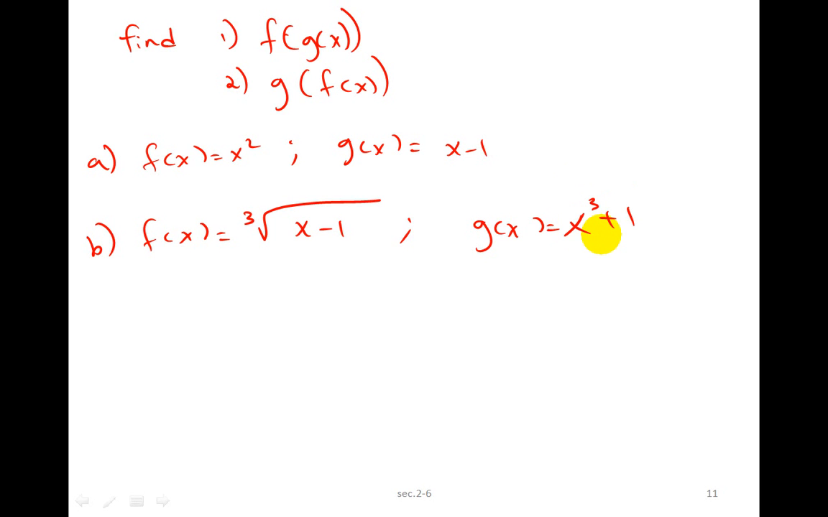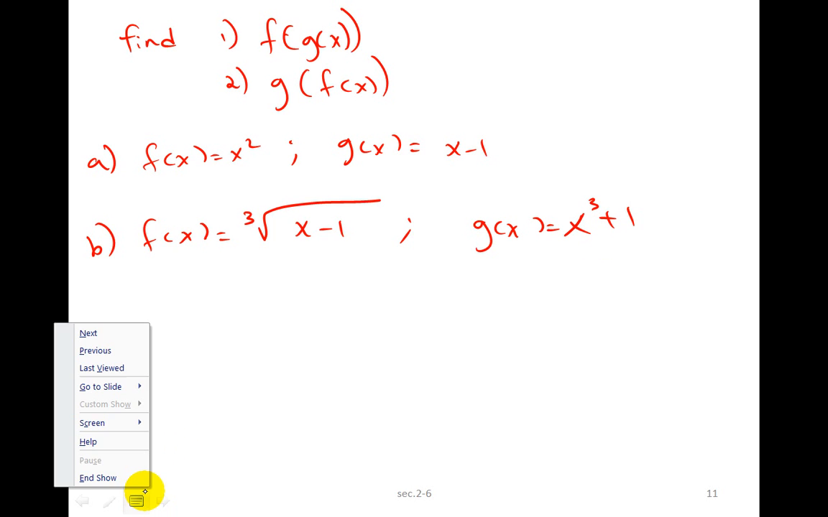Okay, here you're asked to find f of g of x, and in the second one you're asked to find g of f of x. So question A is f of x equals x squared and g of x equals x minus 1. B, f of x equals cubic root of x minus 1, while g of x is x cubed plus 1. So try these questions. If you have any doubts, please contact me or just ask me.